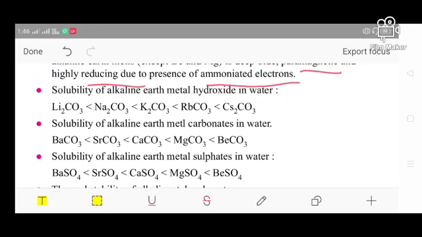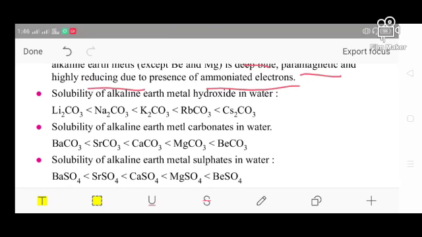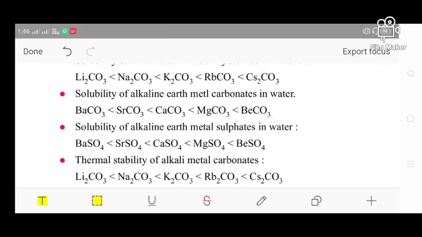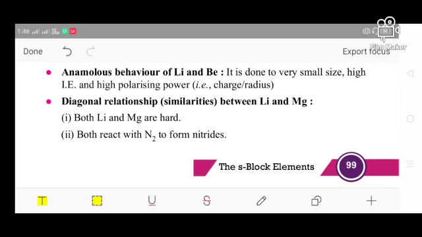This is the solubility of alkali metal hydroxides in water. Lithium hydroxide is less soluble than sodium hydroxide, and sodium hydroxide is less soluble than potassium hydroxide. Whenever we go down the group, we observe that the solubility of the hydroxides is increasing. Very simple thing. Then another one is the anomalous behavior of lithium and beryllium.